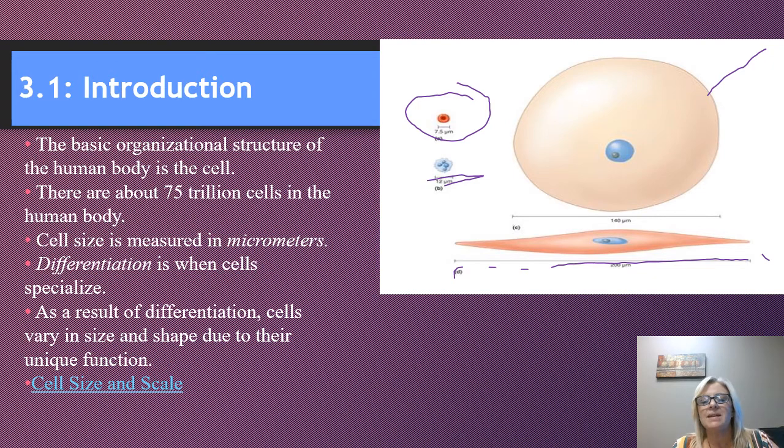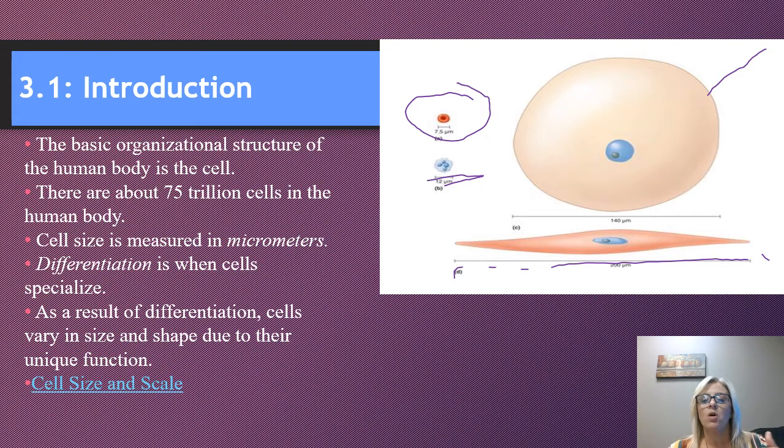The cell is the basic organizational structure of the human body. As I said before, we have 75 trillion cells in the human body. Cell size is measured in what we call micrometers. Micro is 1 × 10⁻⁶. That is very, very small.